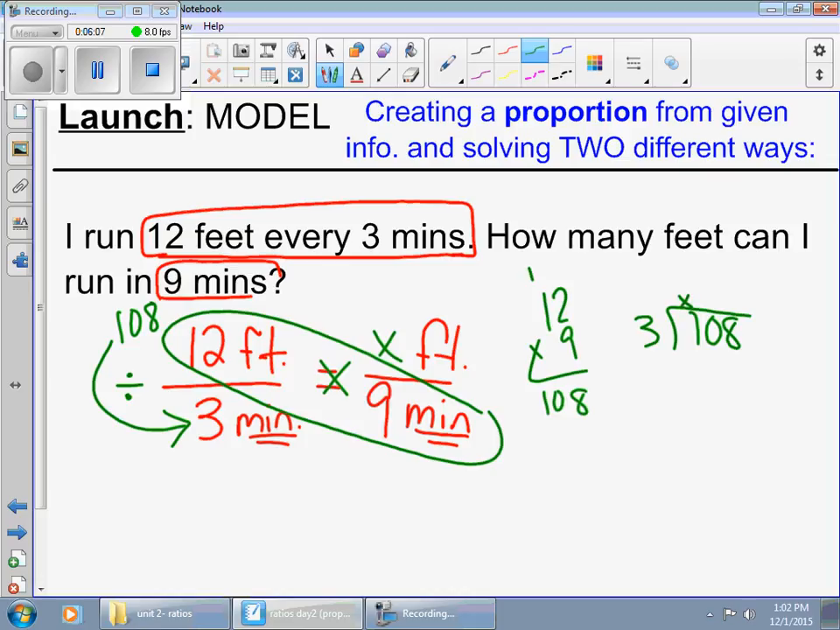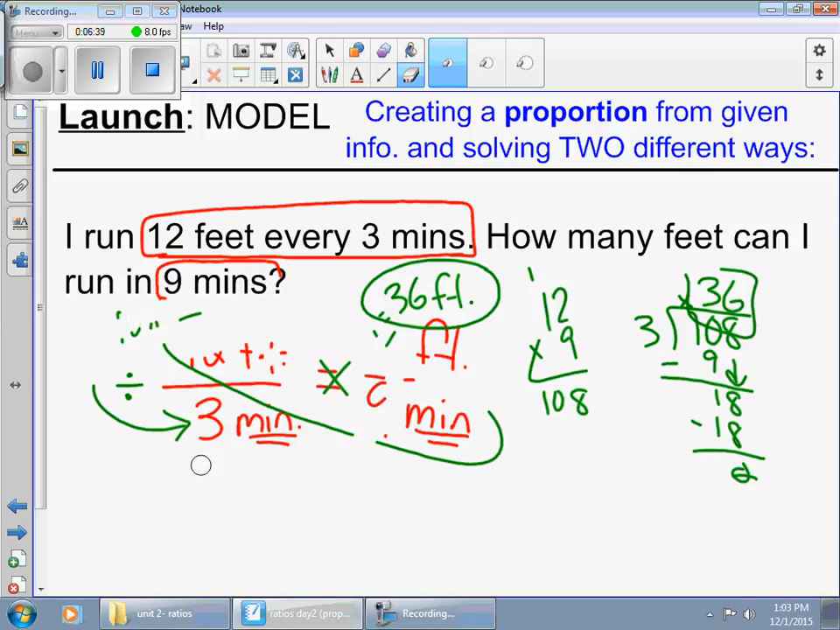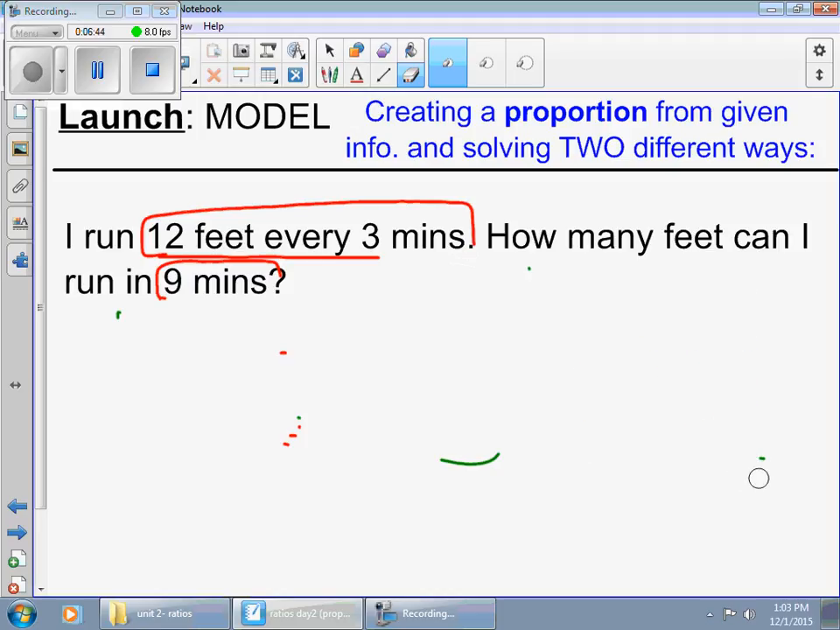3 can't go into 1, 3 goes into 10 3 times, minus 9, I get 1, and 3 goes into 18 6 times. 1 into 18, I get nothing. So it looks like I got x equals 36. Same answer, 2 different strategies. So you can repeat the relationship from numerator to numerator and denominator to denominator, or you can use cross multiply then divide. There is one final strategy, and I'll quickly show it just as a bonus so that you know you actually have 3 different options to solve any proportion.